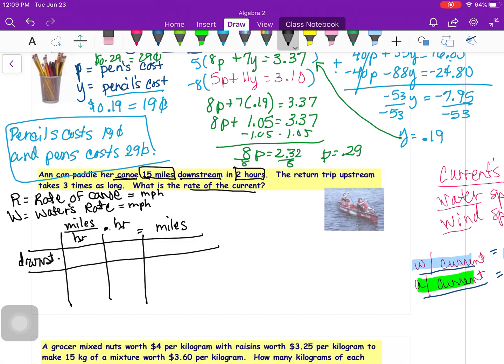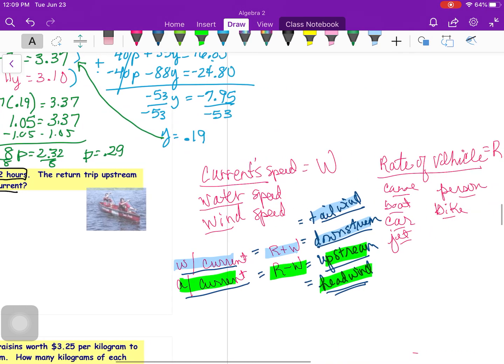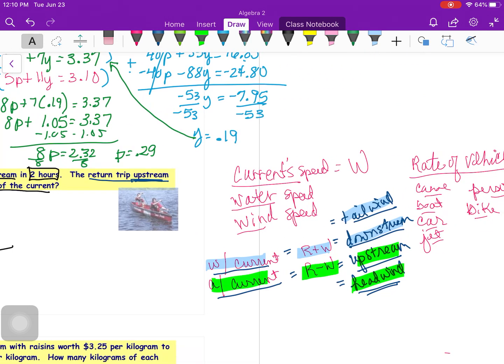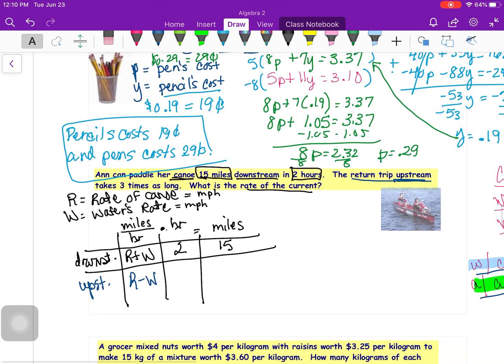And I saw downstream. 15 miles would be the miles. 2 hours would be the hours. Downstream, as we noticed over here, downstream is R plus W. Then the next one says, on the return trip upstream. So I've got upstream. So I automatically know that's going to be R minus W. Upstream, R minus W.